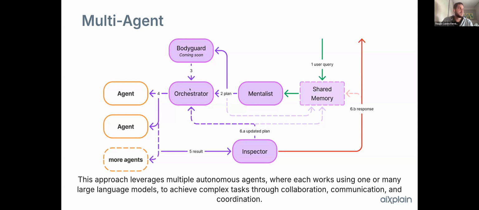And of course, this is customizable. You can work with Mentalist without the inspector, or work only with the orchestrator. If you want to come up with the plan yourself, you can disable Mentalist, and the plan can be given by a human. All of this I'm going to explain in my Colab.